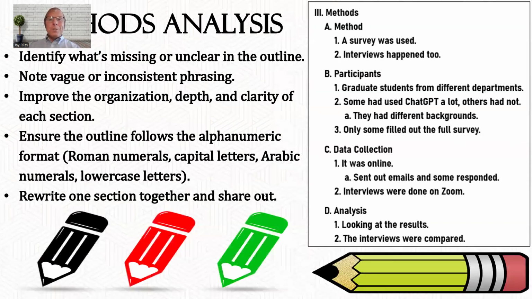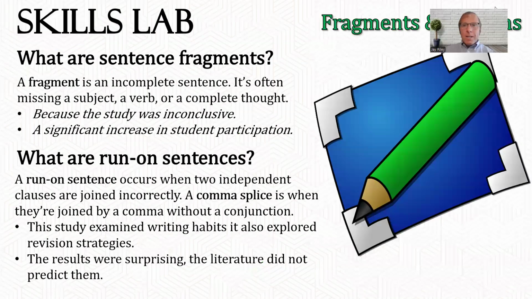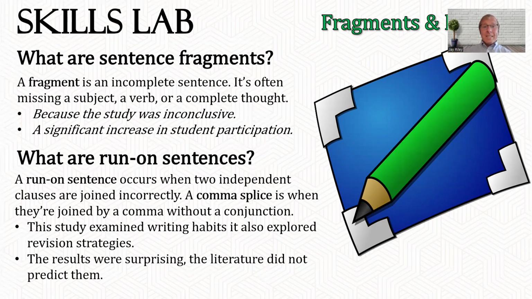So again, if you want to, you can pause the video and work through this method section, which is obviously got a lot of shortcomings, and you can try to further develop this. So let's finish up with our skills lab on sentence fragments and run-ons. So a fragment is an incomplete sentence. It's perhaps missing a subject or a verb, or it's just not a complete thought. So here we've got, because the study was inconclusive, obviously this is not a complete thought. Run-on sentences occur when two or more independent clauses are joined incorrectly.